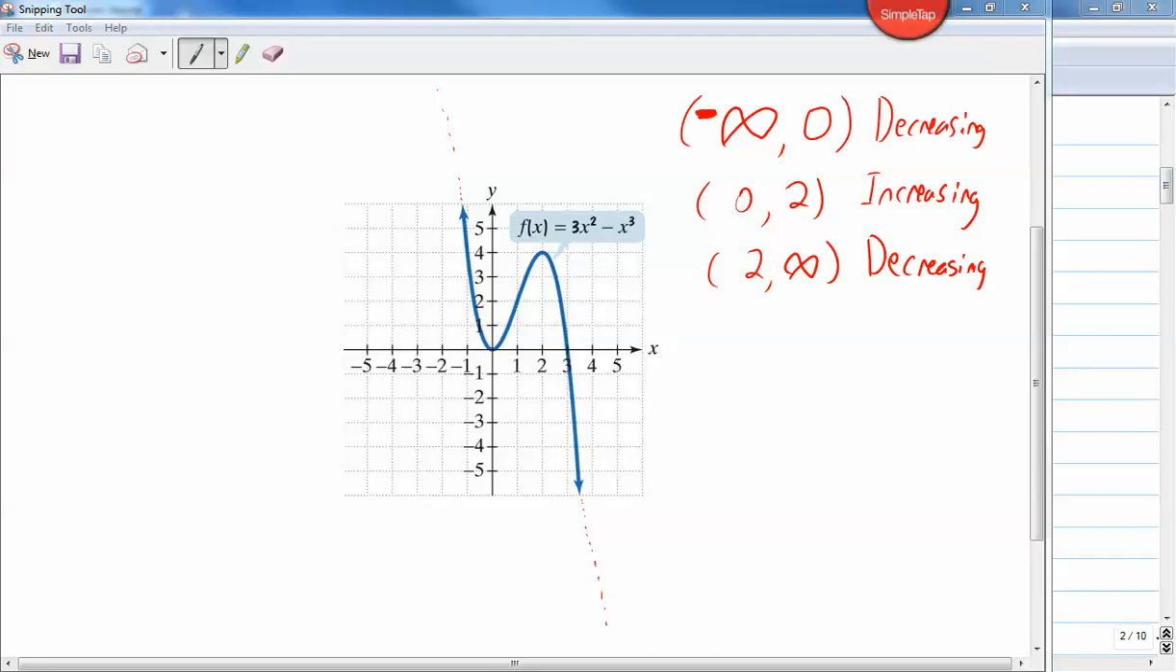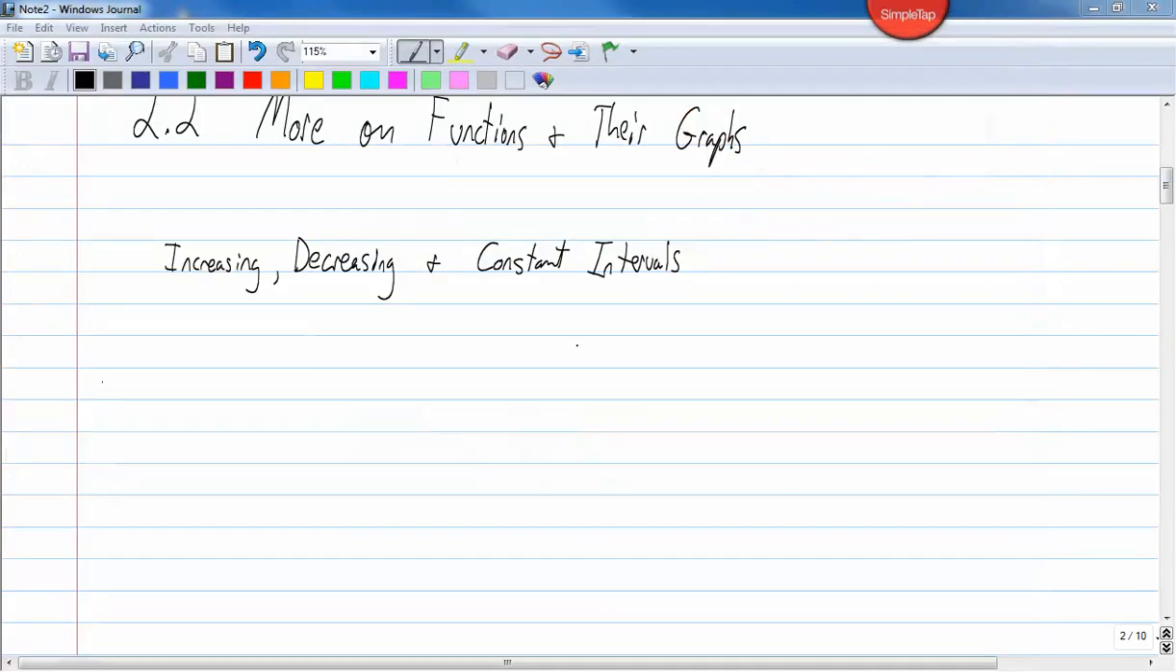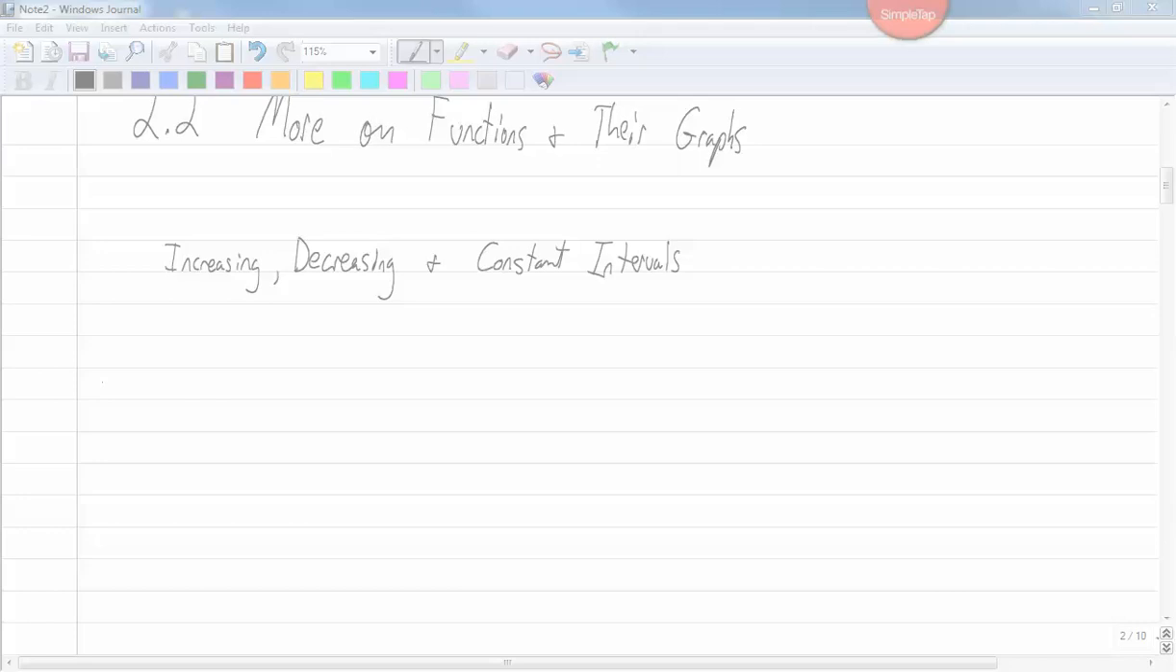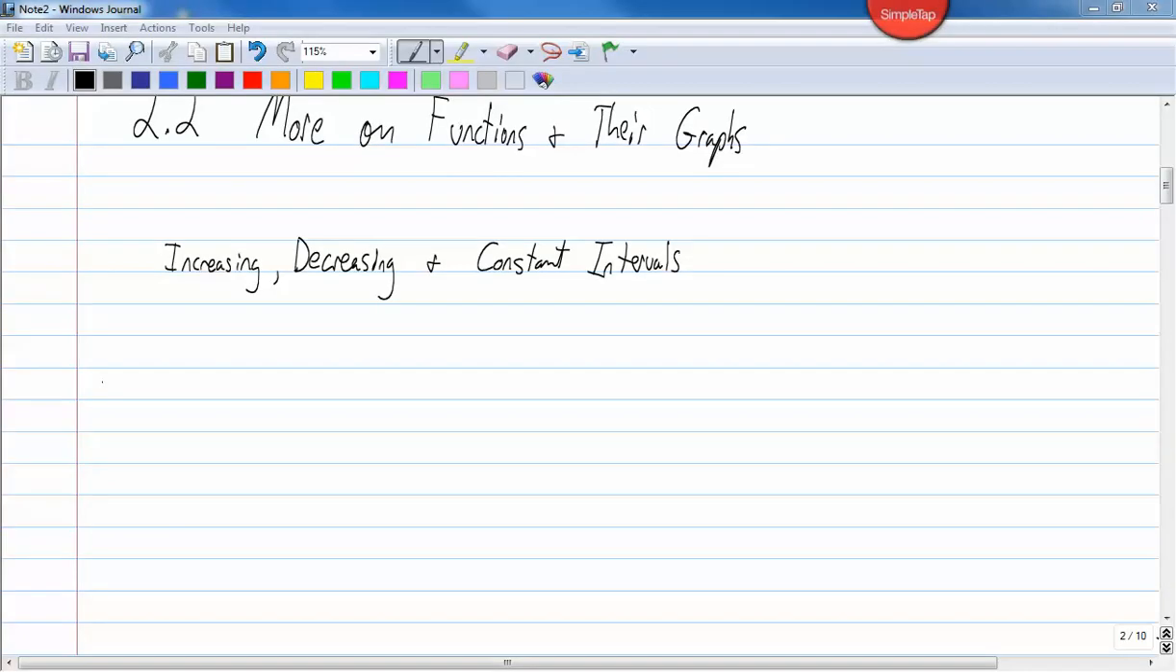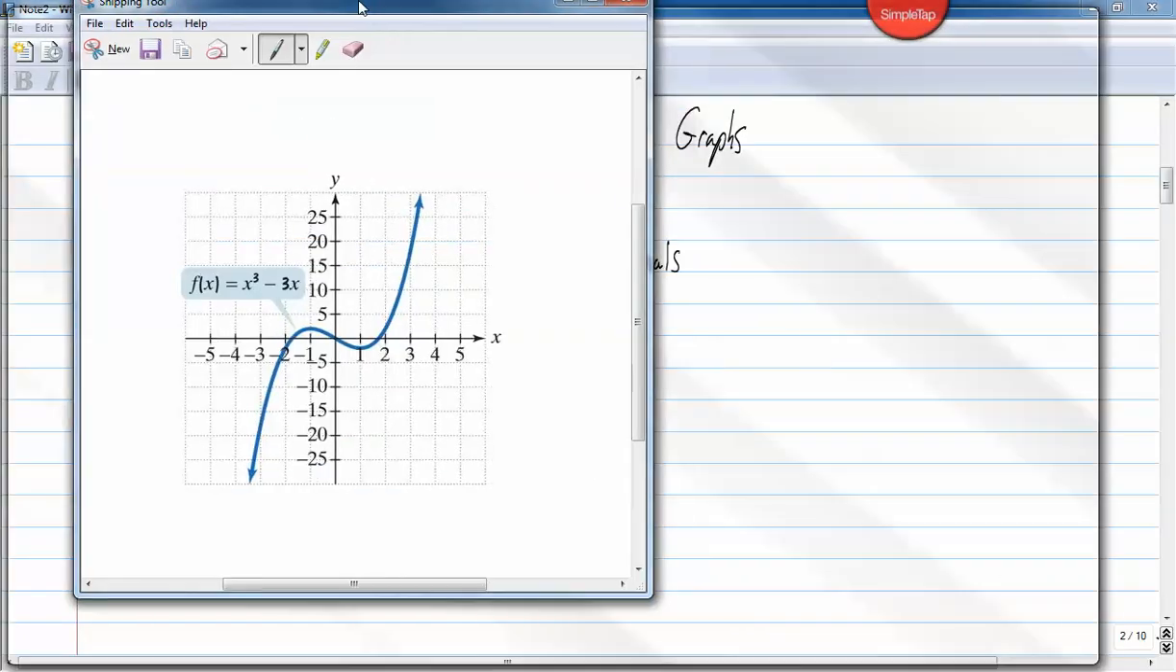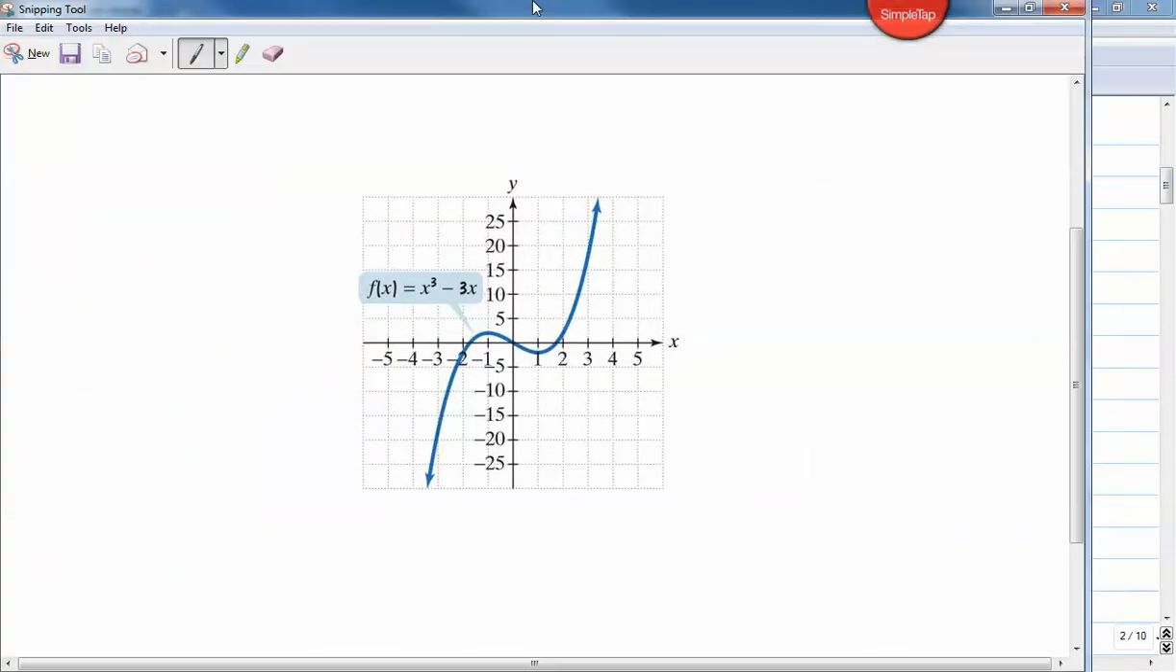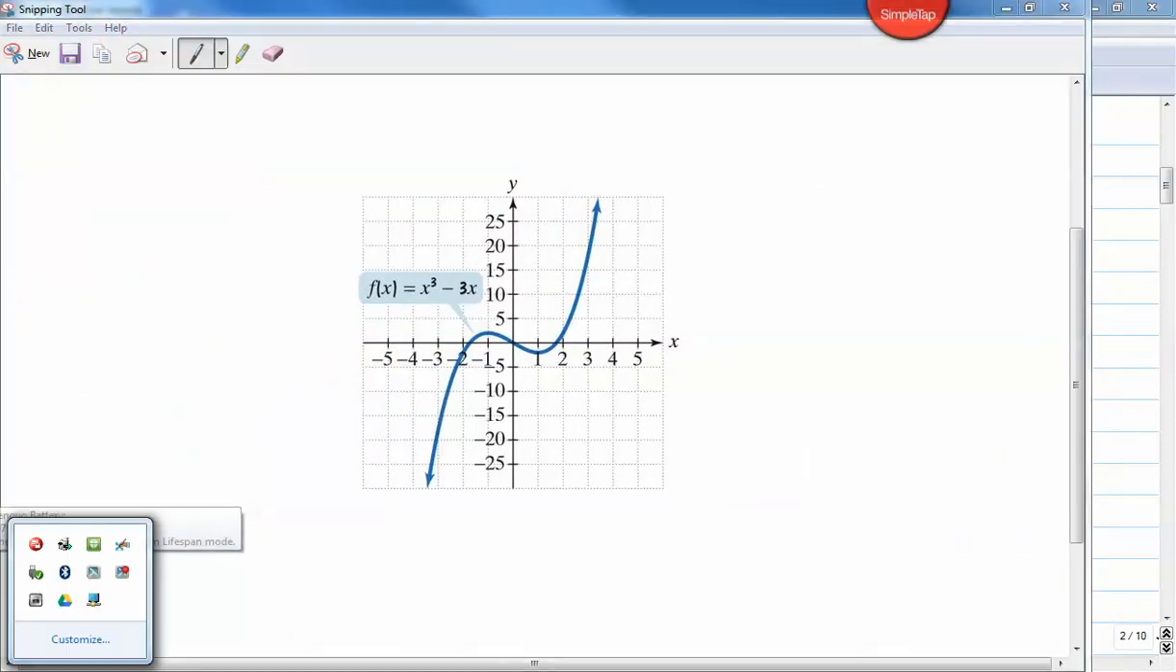I want you to figure out the intervals for this graph. Take a minute or two and write the intervals on which this function is increasing, decreasing, or constant.